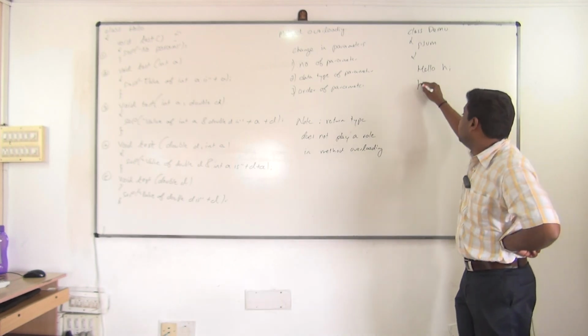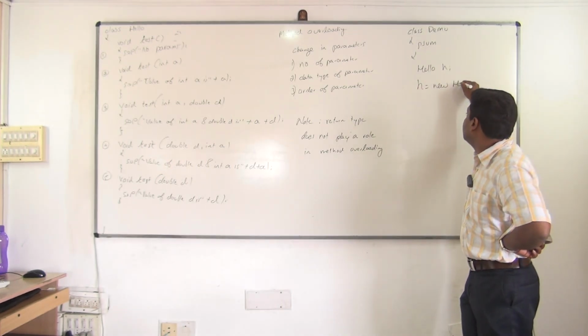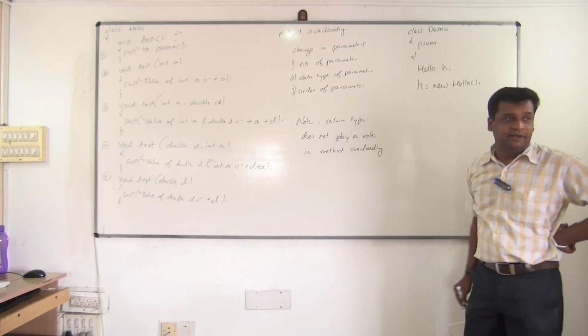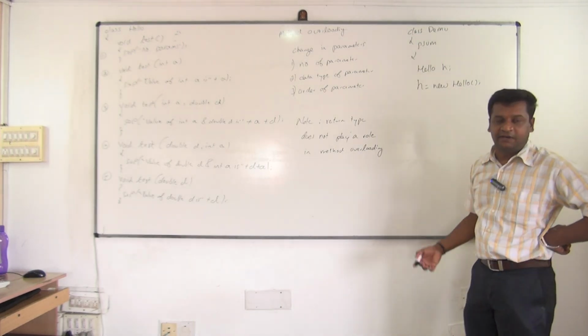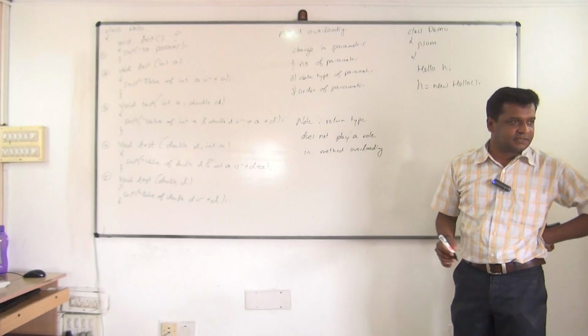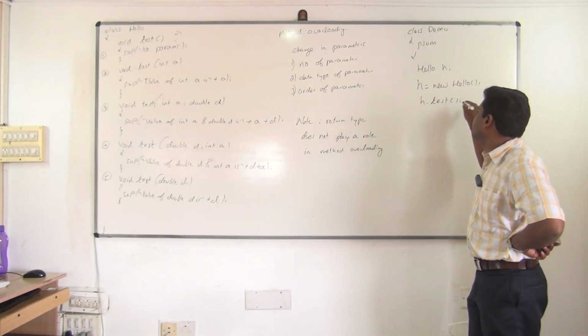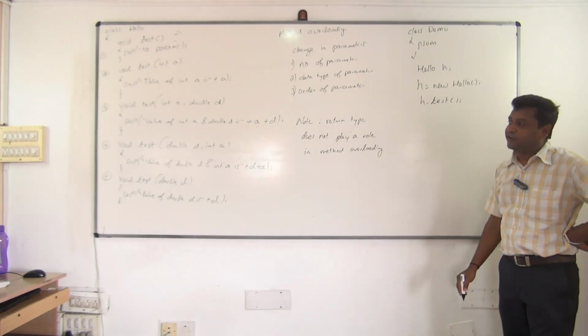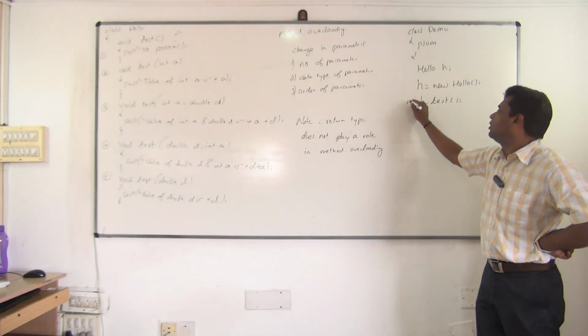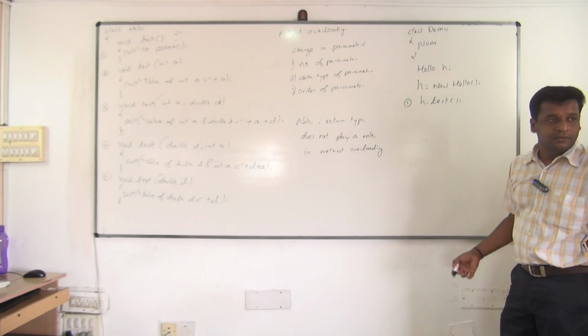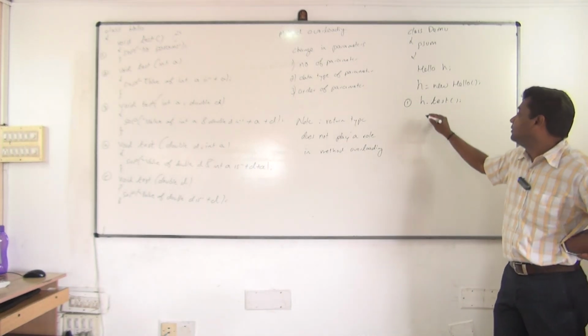So I'll say h is equal to new Hello, valid code. An object gets created. Once the object is created, next I can call the methods. So which method will I call? h.test. Which one will be called among the 5 methods? It's very clear now. This will call the first method. There's no confusion.